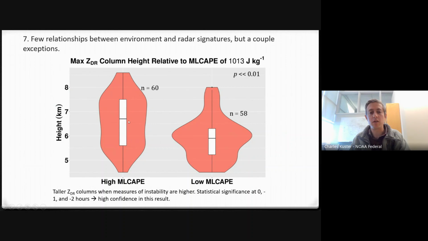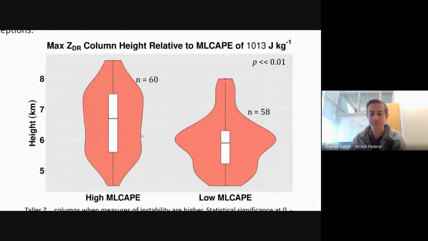And for the ZDR columns, even when we did that, there were still statistically significant differences at -1 and -2 hours. So we have pretty high confidence in this result that there would be taller ZDR columns when there's greater environmental instability.